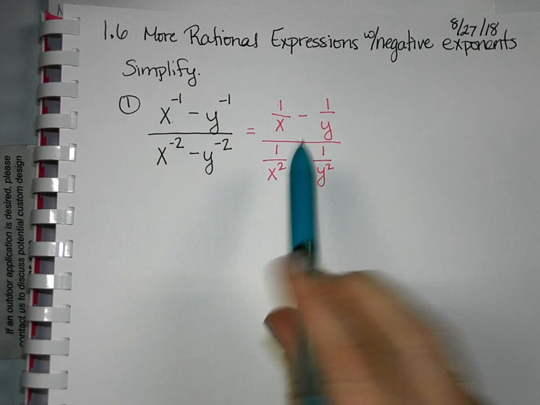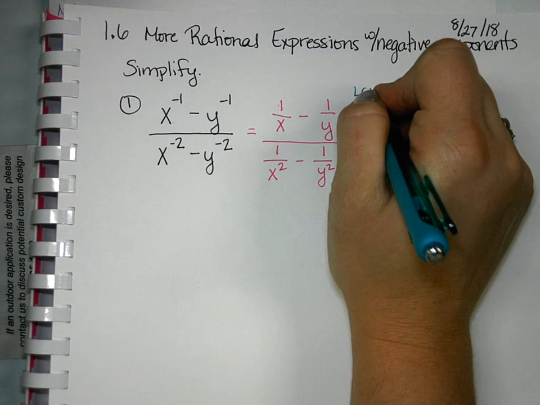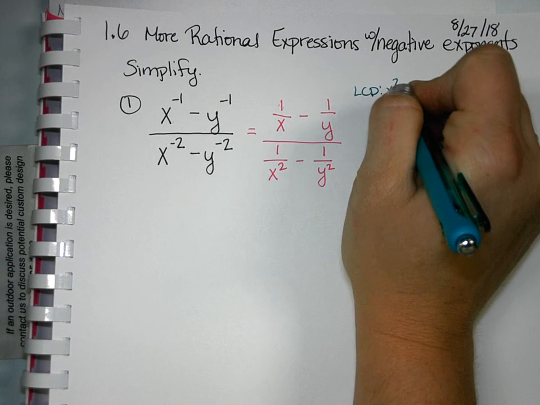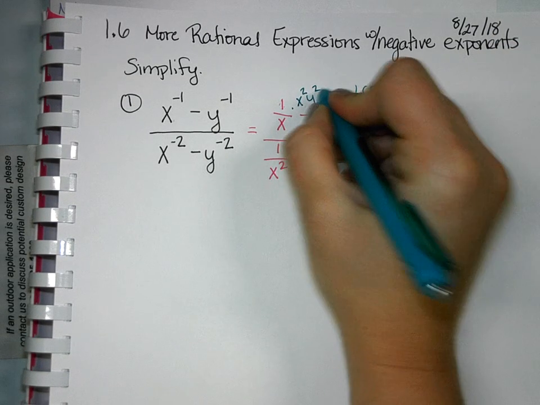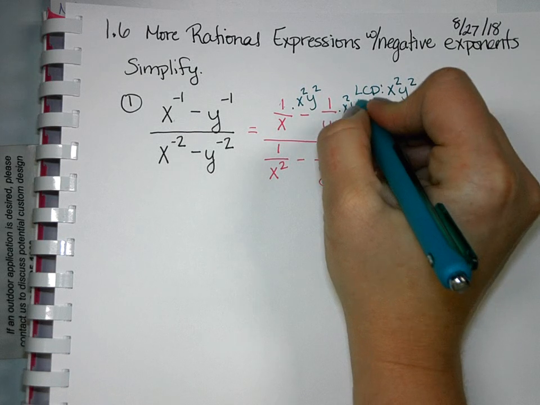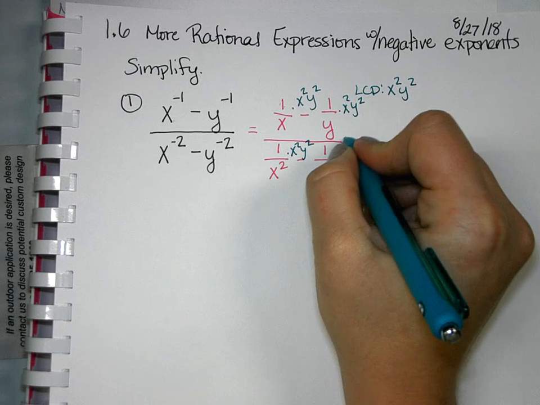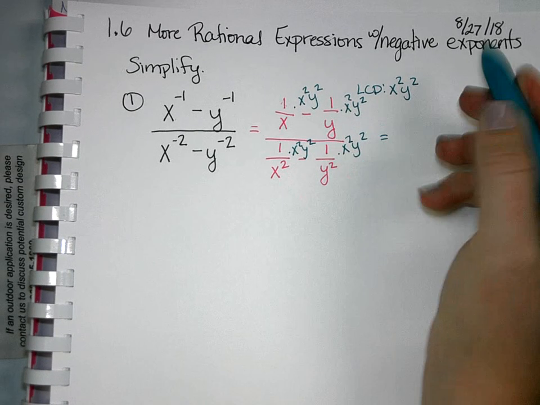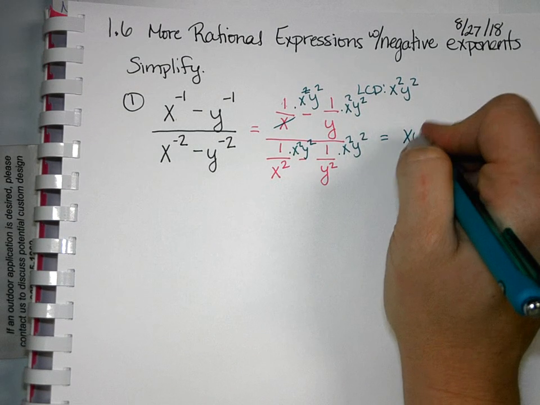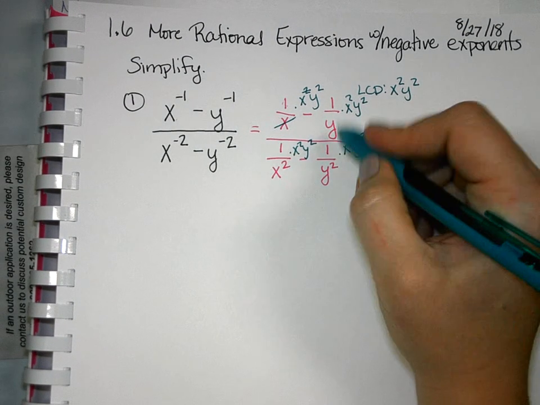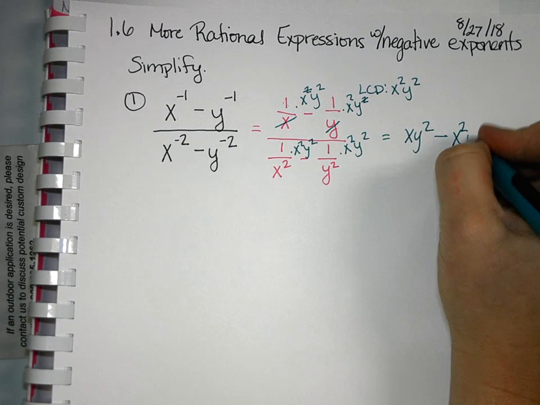So in looking at my denominators, I have x, y, x squared, y squared. So my LCD is going to be x squared y squared. So I multiply each term by x squared y squared. So when we do that, the x will cancel with one of them there, so I'll have x y squared minus, and y will cancel with one of the y's, x squared y.